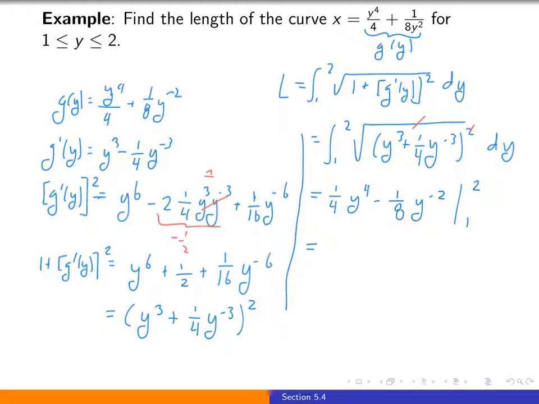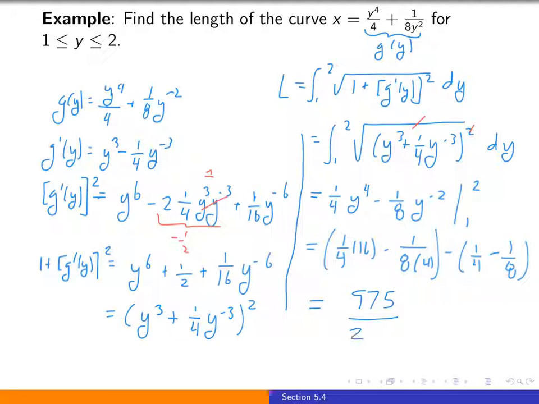So this ends up being, we plug in the 2, so 2 to the 4th over 4 is 4, minus 1/8 times y to the minus 2, which is 1/4, and then we subtract away what we get when we plug in 1: 1/4 minus 1/8. And this number, when you plug it into a calculator and simplify, please don't do this by hand, you end up with 975 over 256.